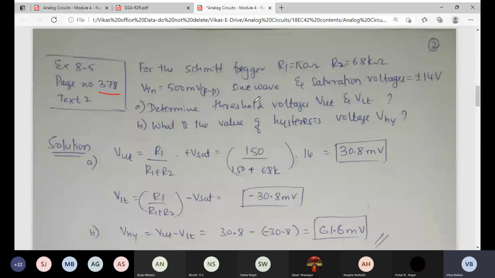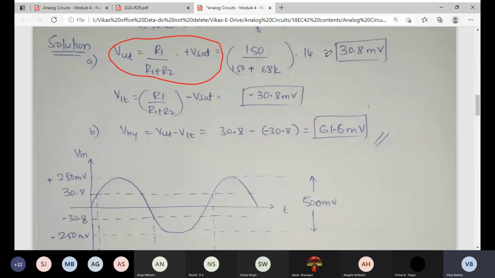So now here he has given R1, R2 values, V in value, and saturation voltage plus or minus 14 volts. So there is no confusion over here, and he's asking you to calculate the threshold voltage and hysteresis voltage VHY. Same, you just apply the formula over here, R1 divided by R1 plus R2 multiplied by plus V sat. Then apply all the values, just fill it up, and then you're going to get the result.